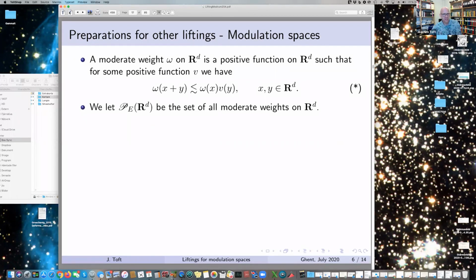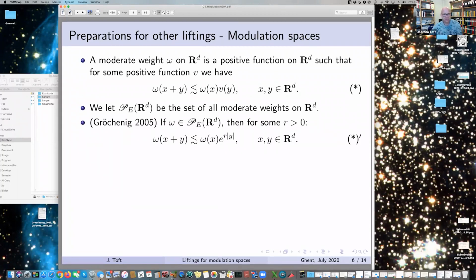We also let P_E be the set of all moderate weights on R^d. But we also need some subclasses. And one can actually prove, it's not difficult at all, that if we have a moderate weight, then it must fulfill an inequality of this kind for some r greater than 0.